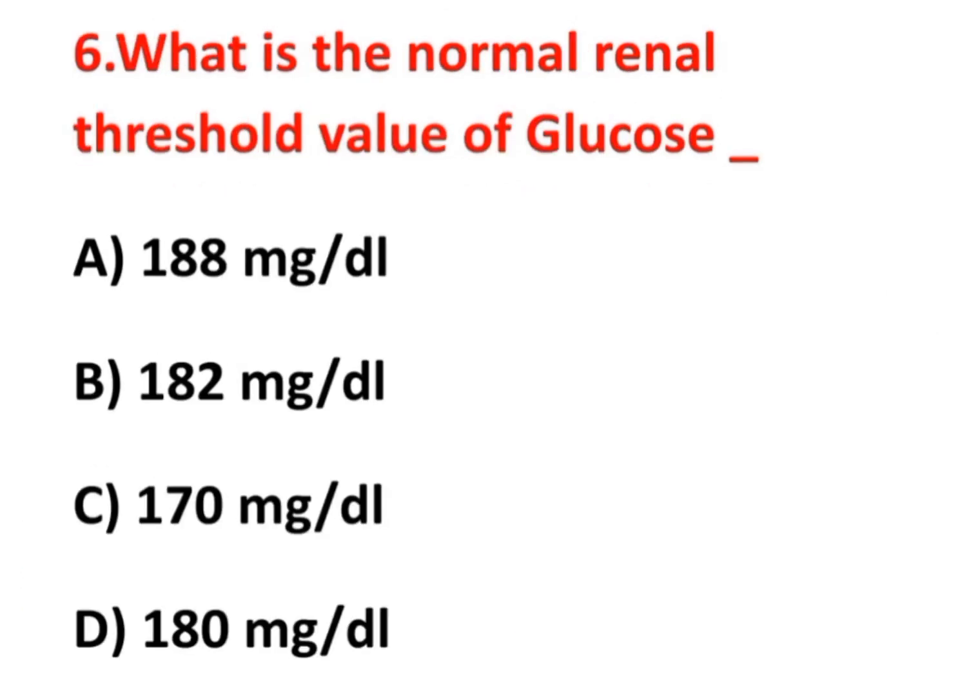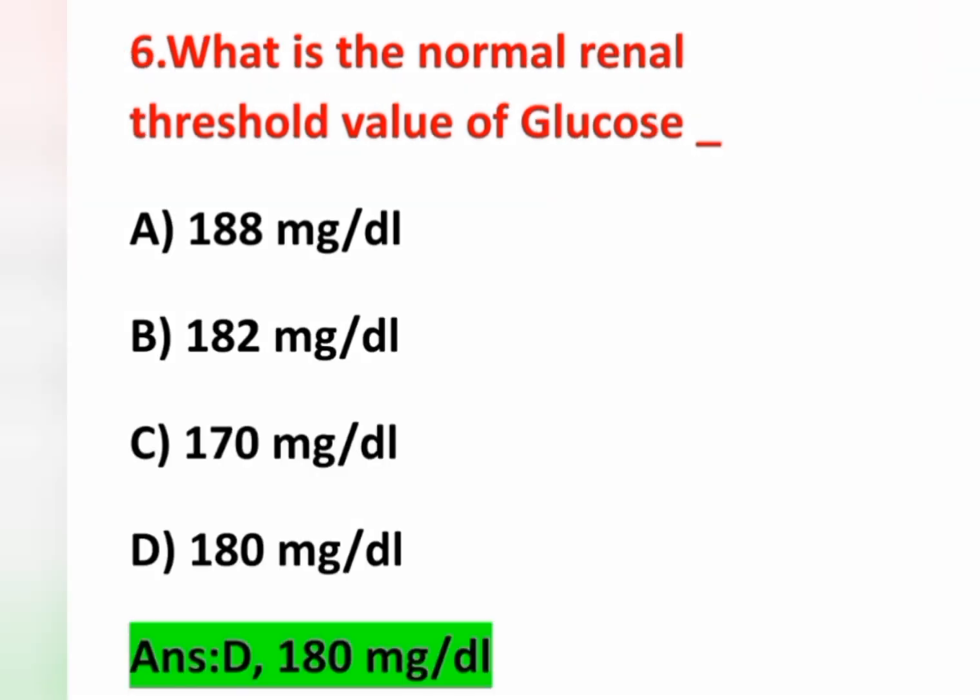Sixth question, what is the normal renal threshold value of glucose? This is an important previous question. So options are option A 188 milligram per deciliter, option B 182 milligram per deciliter, option C 170 milligram per deciliter, and option D 180 milligram per deciliter.